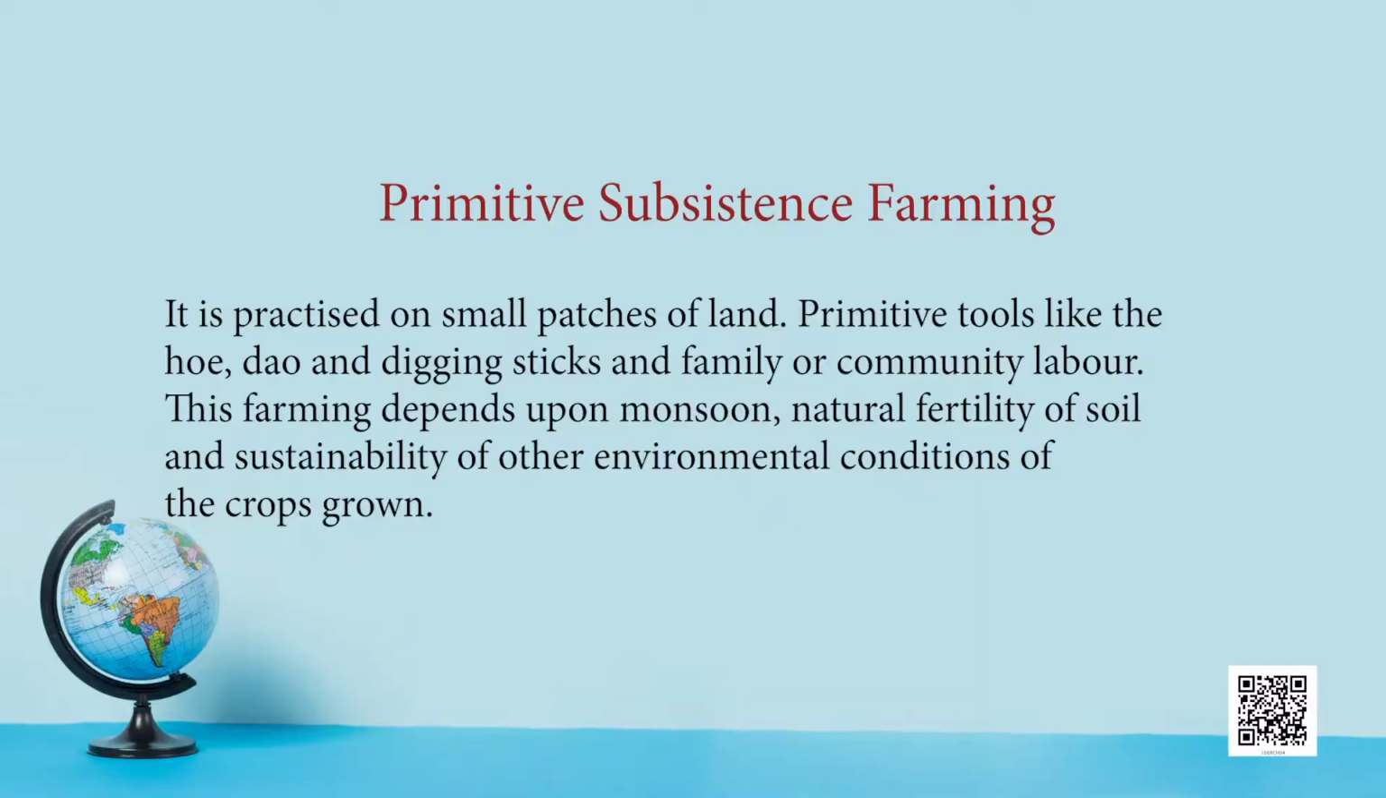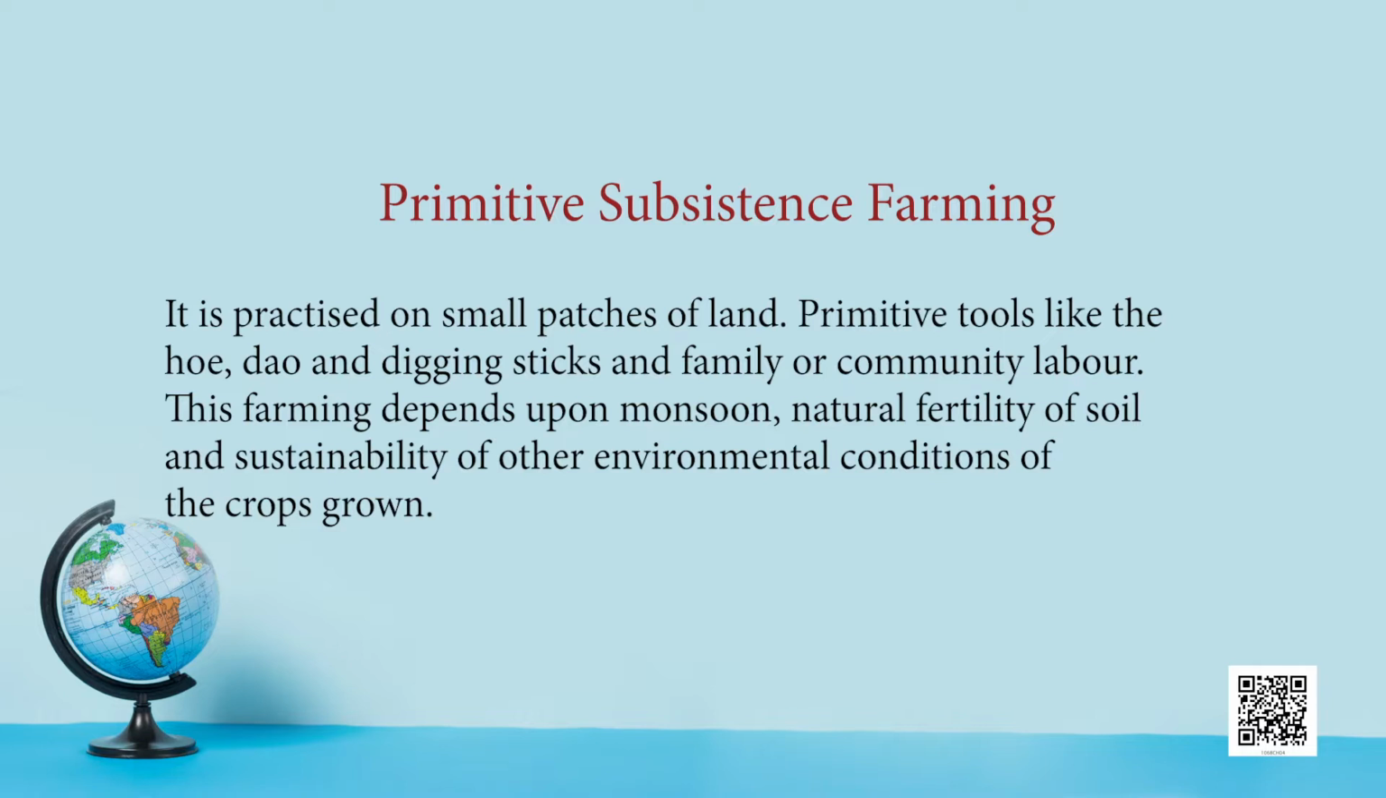The first we learn to gain an insight is about primitive subsistence farming. This type of farming is practiced in few pockets in India. It is practiced on small patches of land. Primitive tools like hoe, dao and digging sticks are used, and family or community members or laborers work on the field. This farming depends upon monsoon, natural fertility of soil and suitability of other environmental conditions for the crops grown.